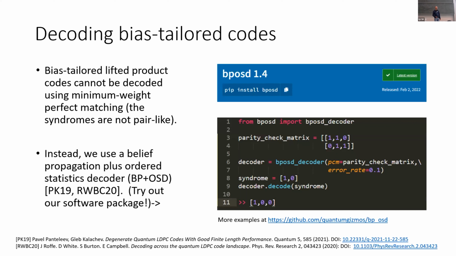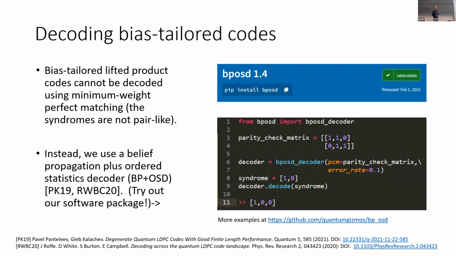Okay, so as with any quantum codes, a bias-tailored quantum LDPC code is only useful if we can efficiently decode it. Unfortunately, we can't use the minimum weight perfect matching decoders that work well for topological codes, because the syndromes of quantum LDPC codes don't have the correct type.